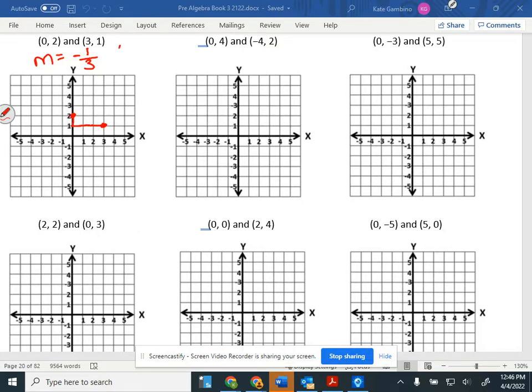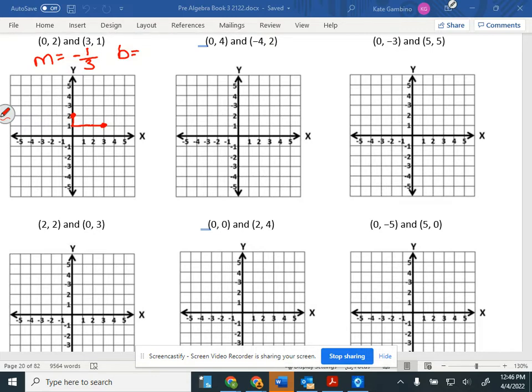So now I need to know what my y-intercept is. Who remembers what the y-intercept means? Nathan? It's that 0 and something. Yeah, the x has to be a 0, and then it's wherever that line crosses over the y-axis. So x is 0, and where does the line cross the y-axis? So what is my y-intercept for this one?